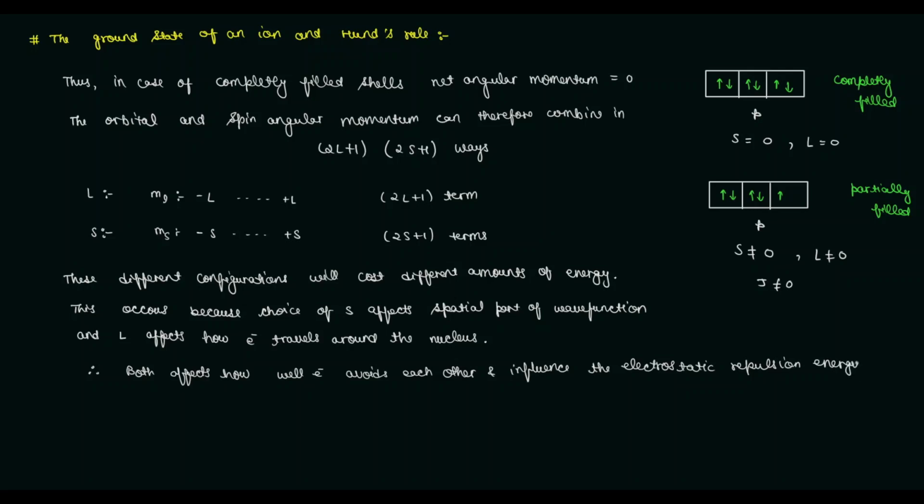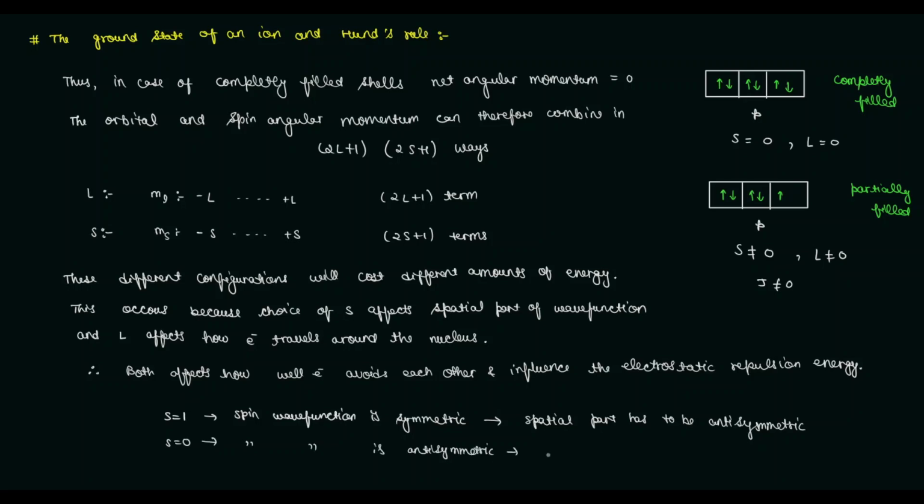As you must have studied in quantum mechanics, if S is equal to 1, then the spin wave function is symmetric and therefore the spatial part has to be antisymmetric. Whereas if the value of S is 0, then the spin wave function is antisymmetric and the spatial part has to be symmetric in order to follow Pauli's exclusion principle. So in the case of a multi-electron system, the orbital and spin angular momentum combine in a way to minimize the energy of the system. Now let's see how to find the configuration that minimizes this energy.